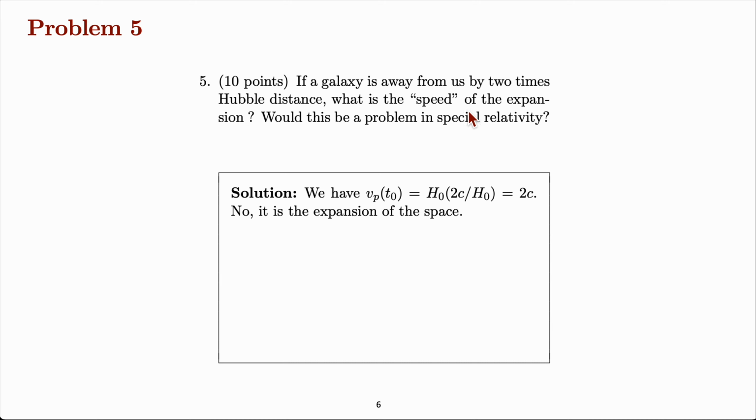A galaxy is away from us by 2 times the Hubble distance, and you're asked to calculate the speed. It's a problem in terms of special relativity. If you naively calculate the velocity, you get 2 times the speed of light, but it is not the speed of a given object; it's the expansion of the space, so it should be okay.